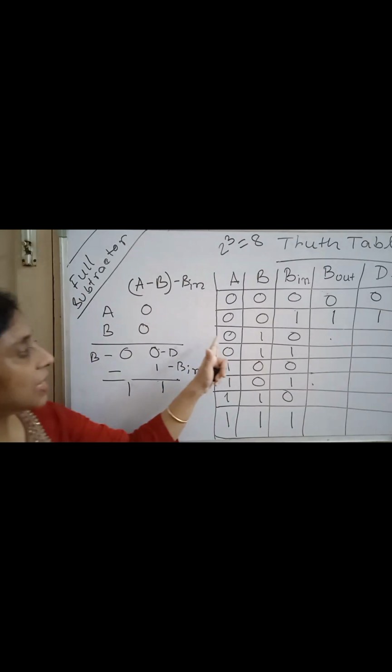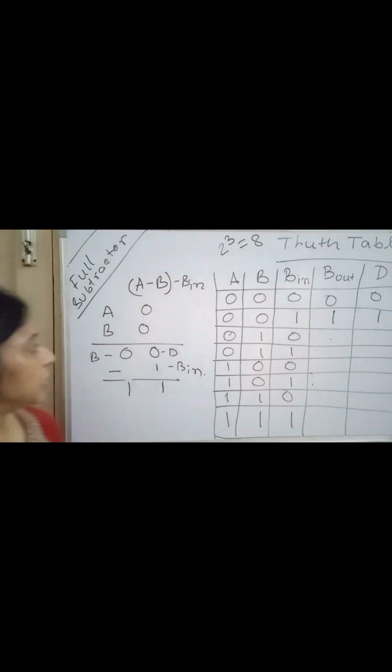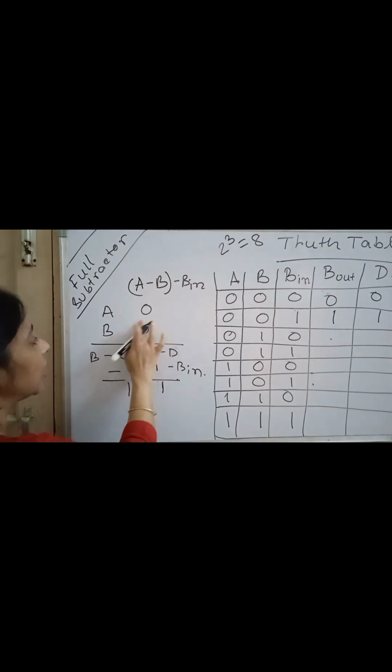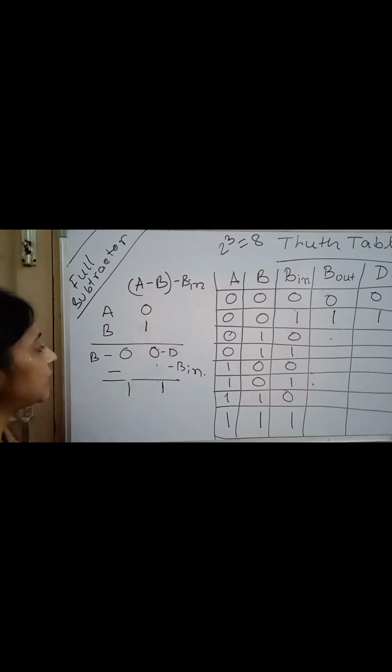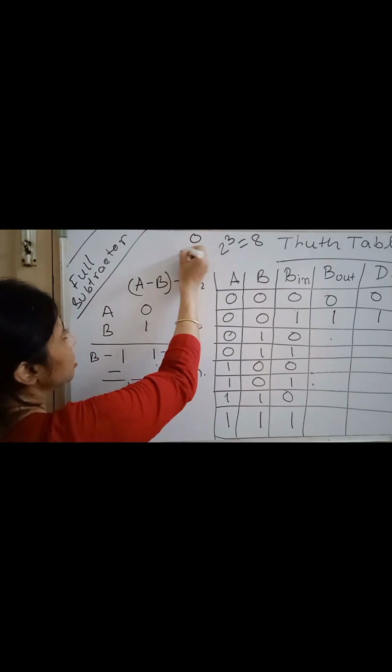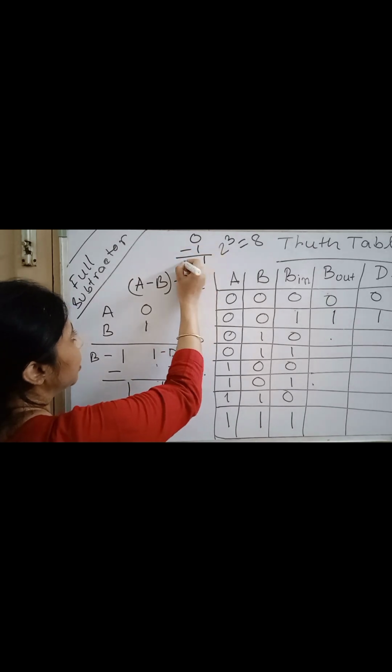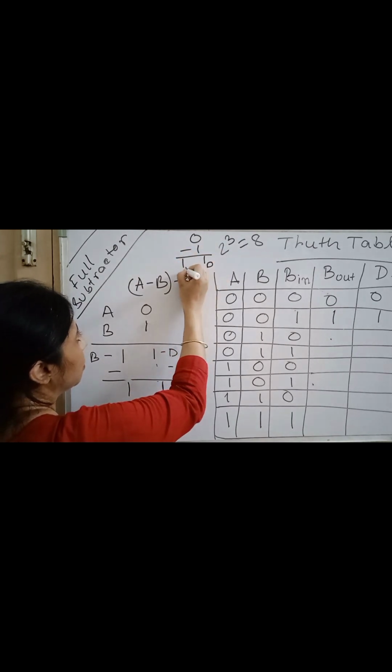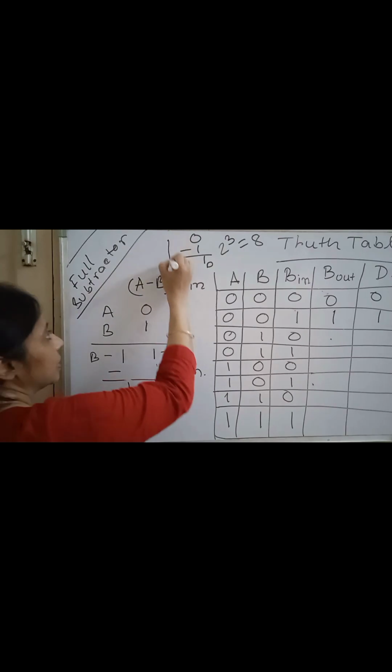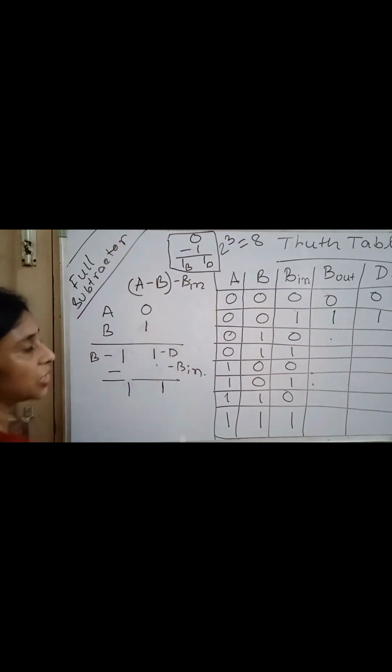Now the next one is 0, 1, 0. So now B is 1. So 0 minus 1. 0 minus 1 is what? As I have already said, for 0 minus 1, difference is 1, borrow is 1. So in this case, this will be 1 and this will be 1. Because when we subtract 0 minus 1, both difference and borrow will be 1, 1. Right? This is the binary subtraction rule.